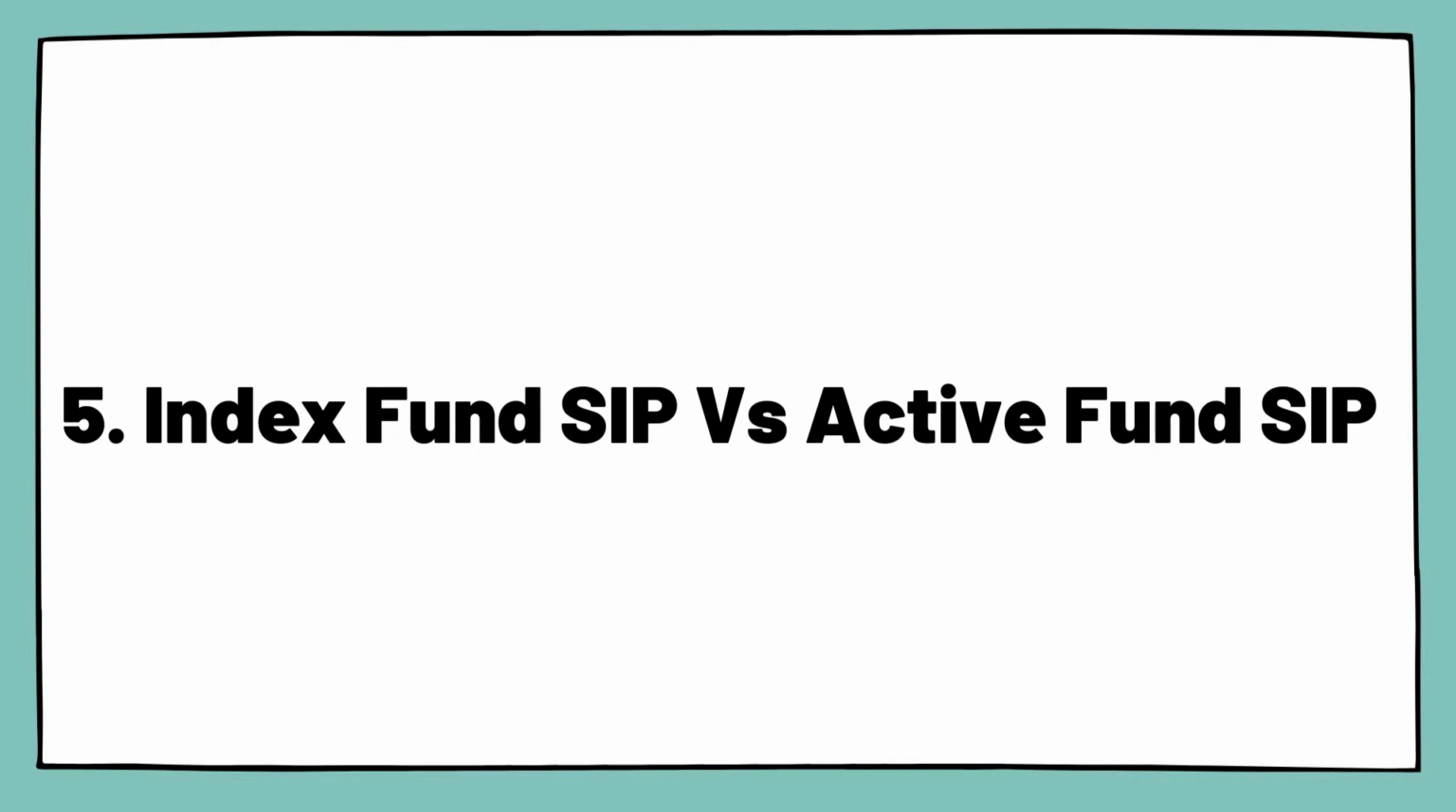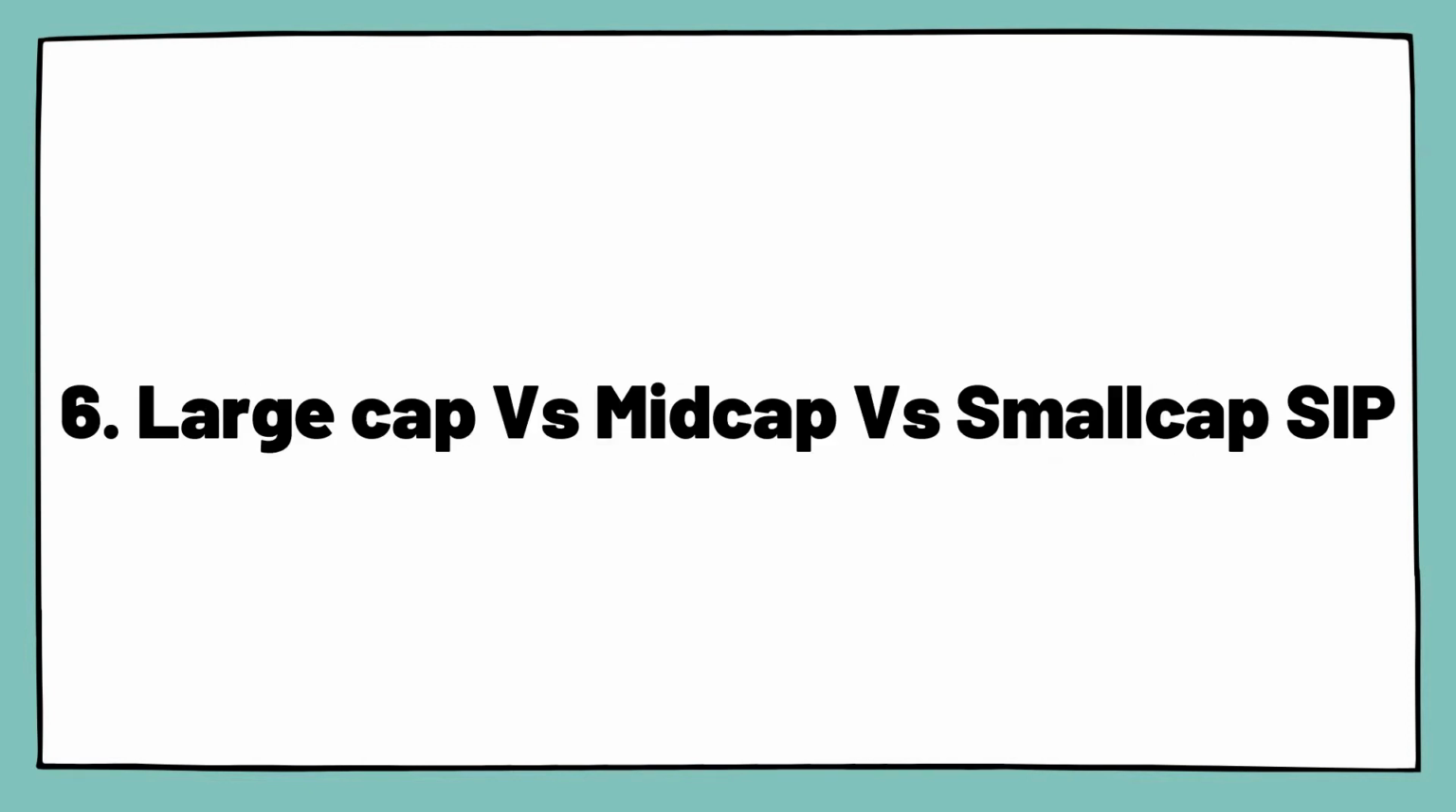The sixth angle that we are going to analyze is large cap, mid cap, small cap. Which capitalization of SIP will give higher returns? Large cap is a conservative equity investment where stability will be on the higher side. The volatility will be lower when compared with mid cap and small cap funds. Due to this, the returns will be lower than mid cap and small cap funds by 1 to 2%.